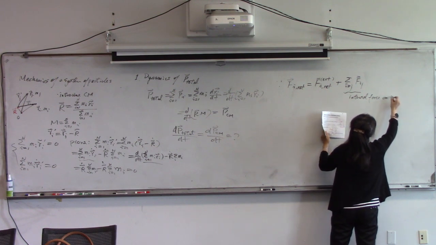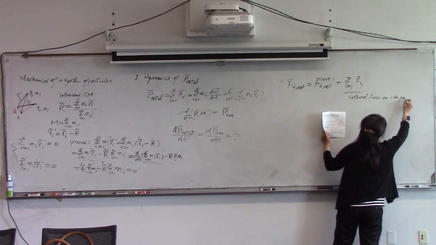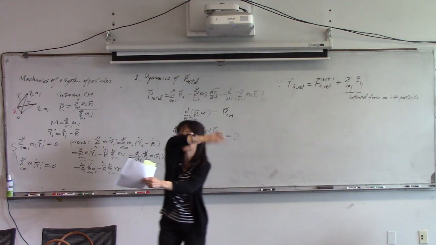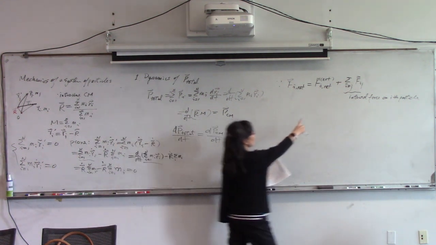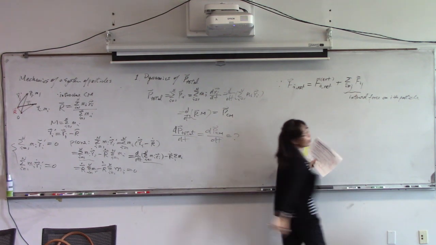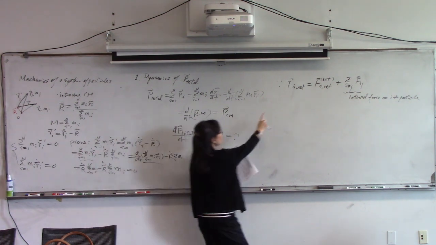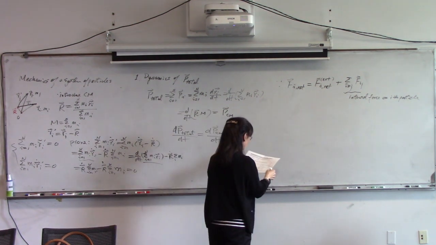On each particle, we have a sum over all the neighbors, that is, the sum over all j where j is not equal to i. That is the net force on each individual particle.